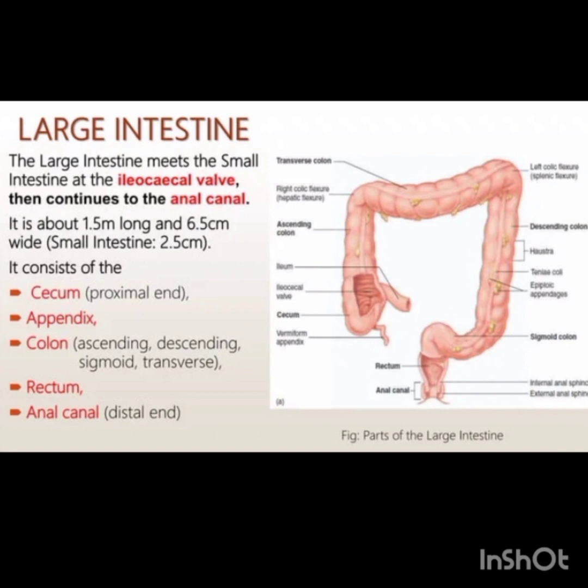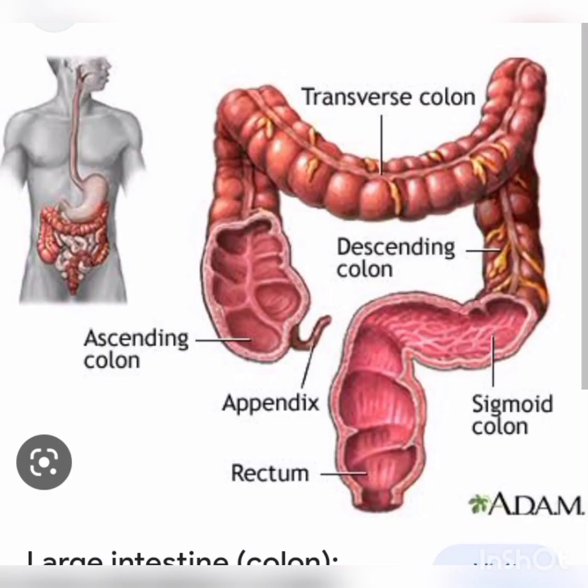And next one, colon. The colon is divided into parts: the upgoing colon is called the ascending colon, the sideways colon is the transverse colon, and the downward colon is called the descending colon, then the sigmoid and rectum. Here you can see the large intestine very clearly. This is the clear diagram with ascending, transverse, descending colon, sigmoid, appendix and rectum.